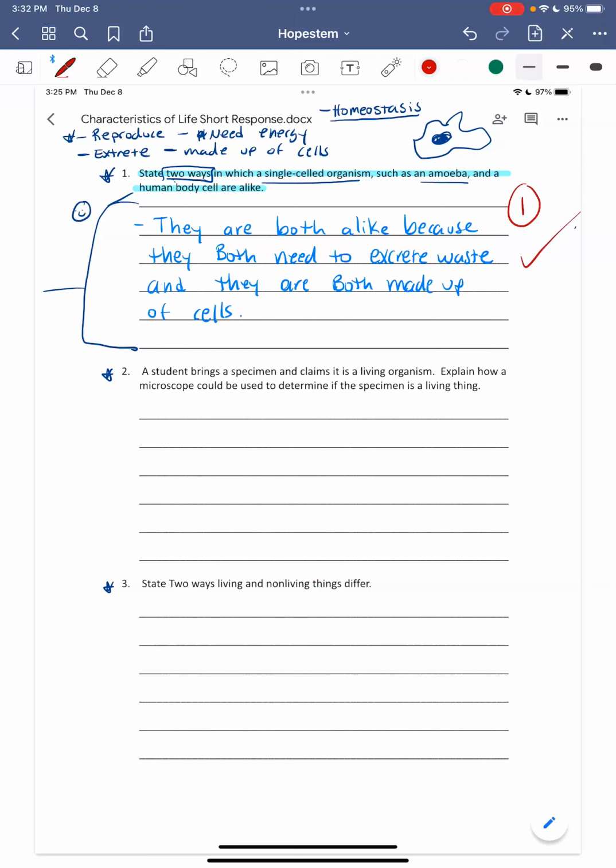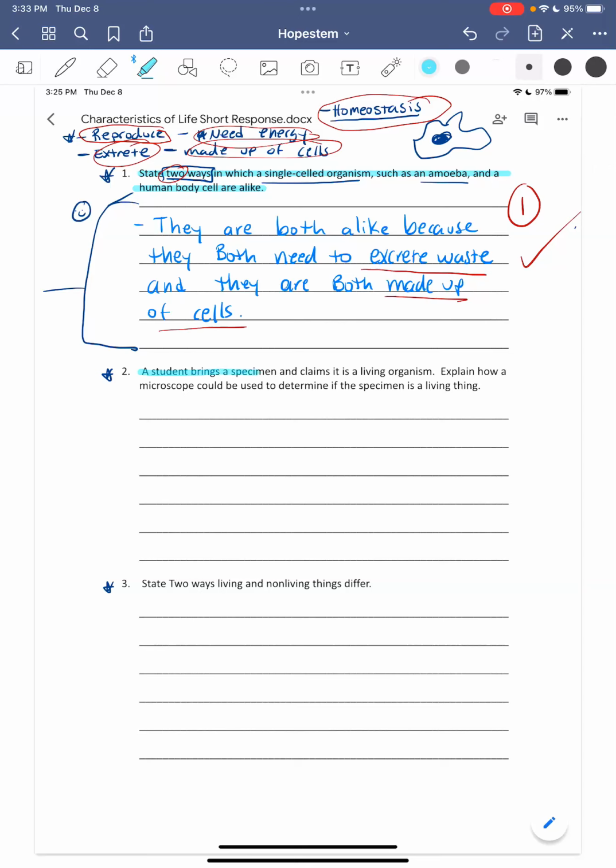Now here we mentioned that they're both alike because they both need to excrete waste and they're both made up of cells. You could have used anything else. They both reproduce. Not that they need to reproduce, they both reproduce. They both need energy. They both maintain homeostasis. They both excrete. They both are made up of cells, but you only needed 2. Okay, next question. Let's take a look.